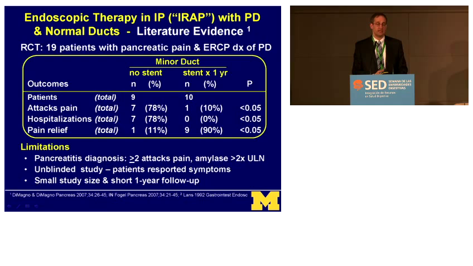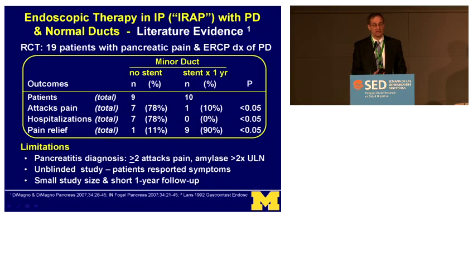Lance et al. evaluated 19 patients with pancreatic pain and ERCP diagnosis of pancreas divisum and randomized them to 1 year of stent versus no stent. The data is shown in the table. The messages from this slide are that there appears to be a reduction in the number of attacks of pain, hospitalizations, and greater pain relief with 1 year dorsal duct stenting.